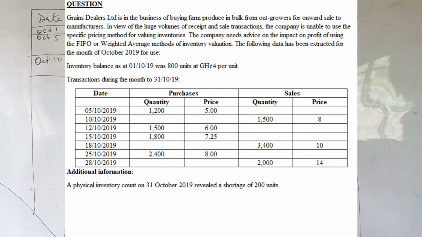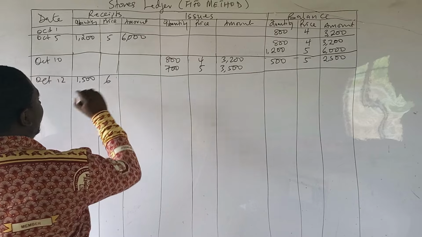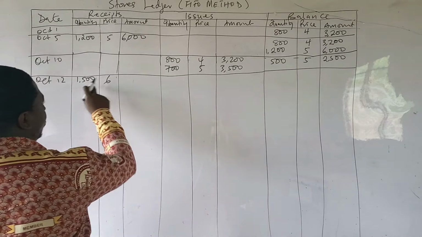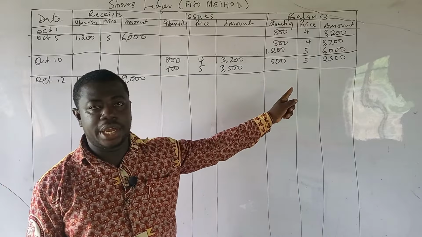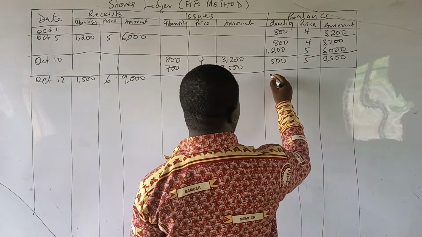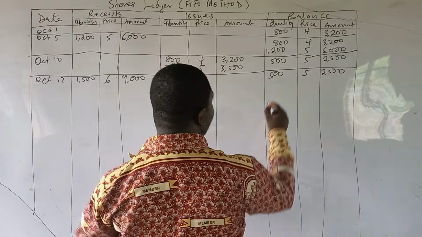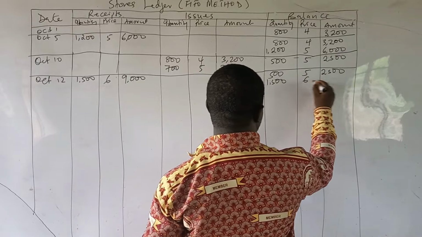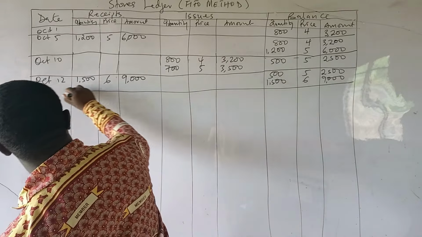The next one is on the 12th. There was a purchase of 1,500 units at a unit price of 6. So October 12th, 1,500 at the unit price of 6 cedis. And so when we multiply 1,500 by 6, we have 9,000 Ghana cedis. We go to the balance column. We first have to repeat the original one. So we have 500 at 5 for 2,500. And then now we have 1,500 at 6 for 9,000. And then we'll be done with that transaction as well.